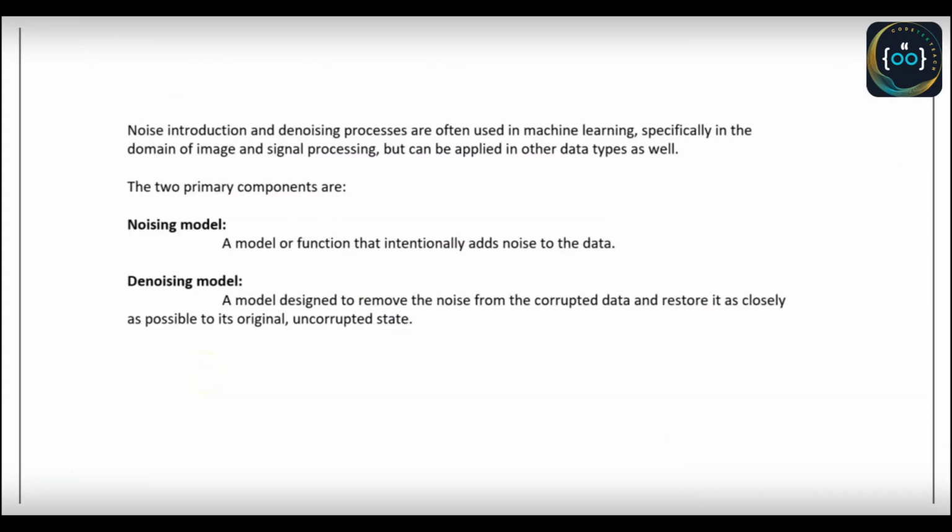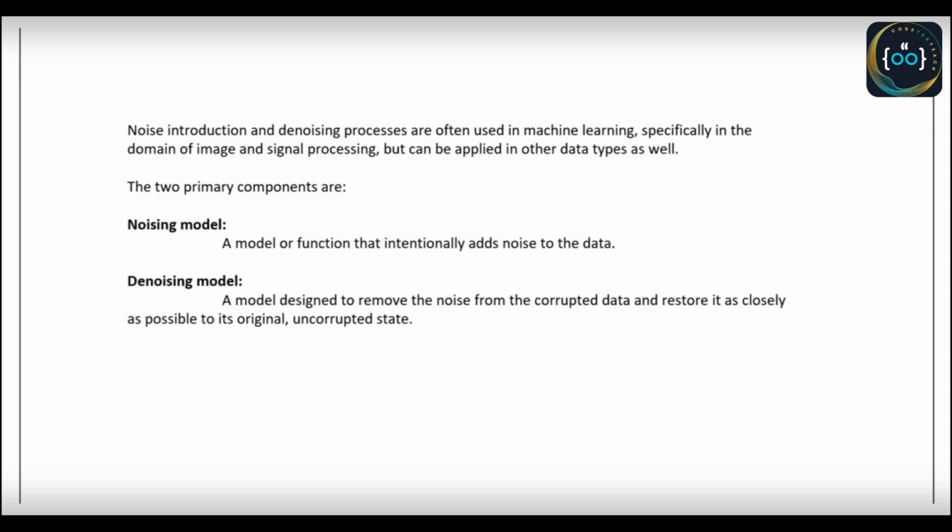In this session, we are going to look at noise and denoising model. Noise introduction and denoising processes are often used in machine learning, specifically in the domain of image and signal processing, but can be applied in other data types as well. The two primary components are noising and denoising.